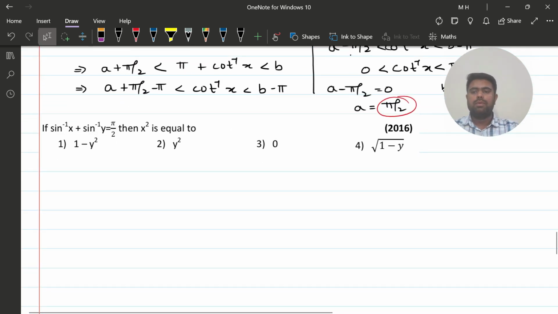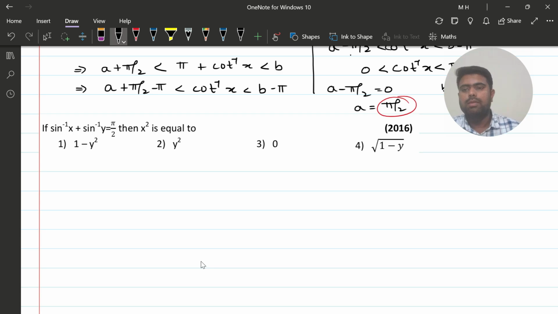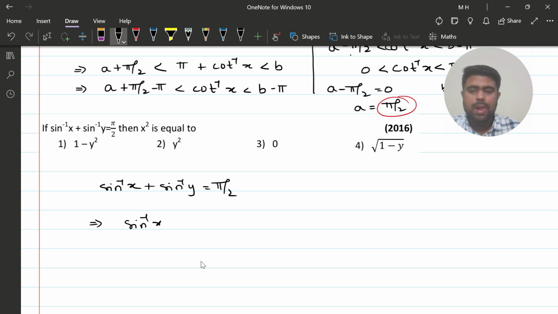The next up we have this question, that is sin inverse x plus sin inverse y is equal to pi by 2, then the value of x square is equal to, okay. If I take up this question, I have sin inverse x plus sin inverse y is equal to pi by 2. See, if we have sin inverse x plus cos inverse x, it's obviously pi by 2. So sin inverse x is equal to, can I write it as pi by 2 minus sin inverse y? Yes, I can write it down this way.